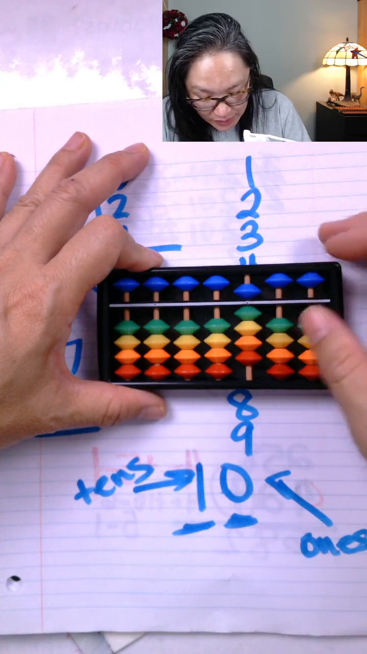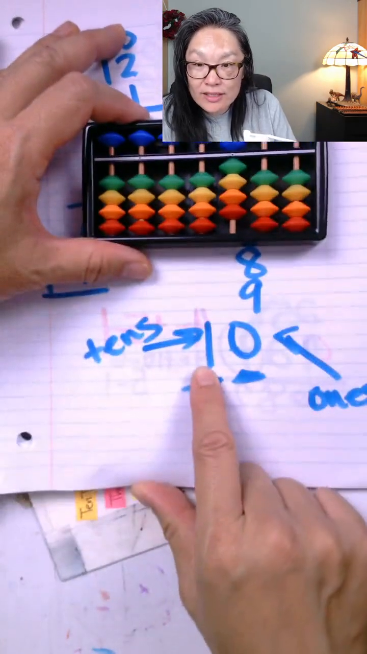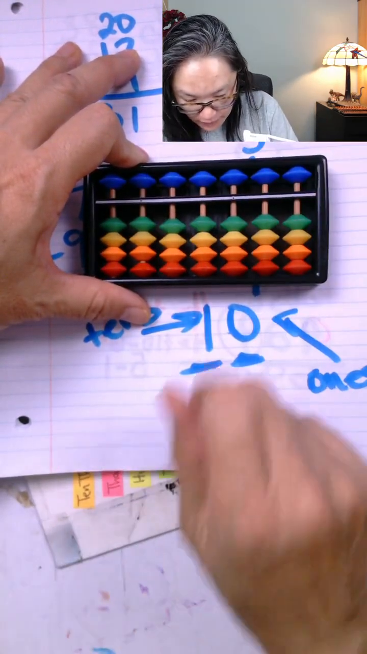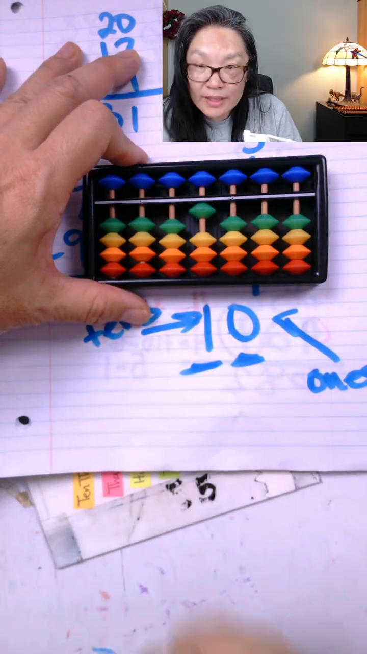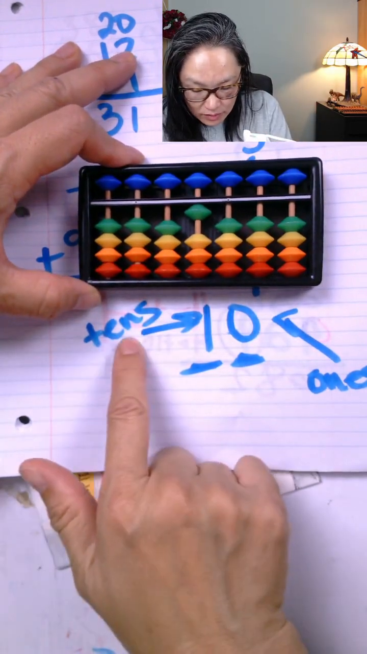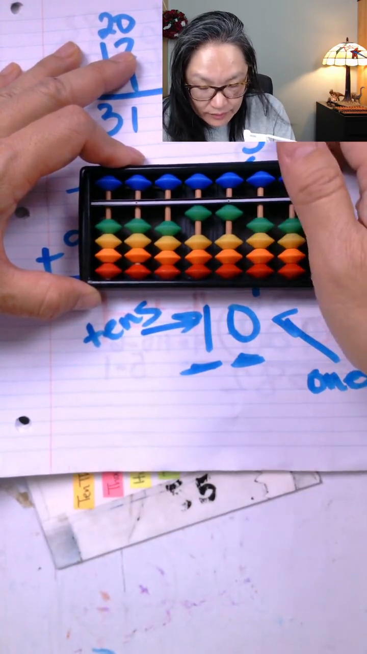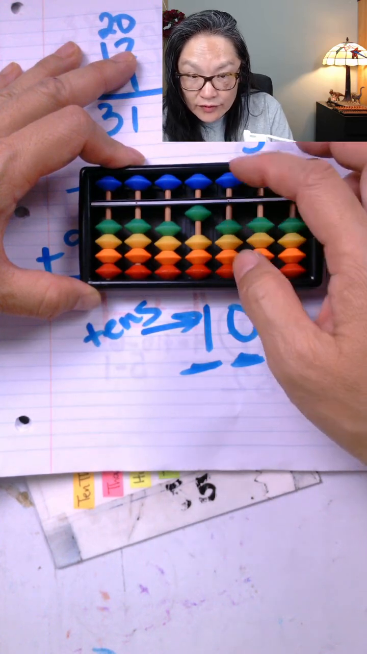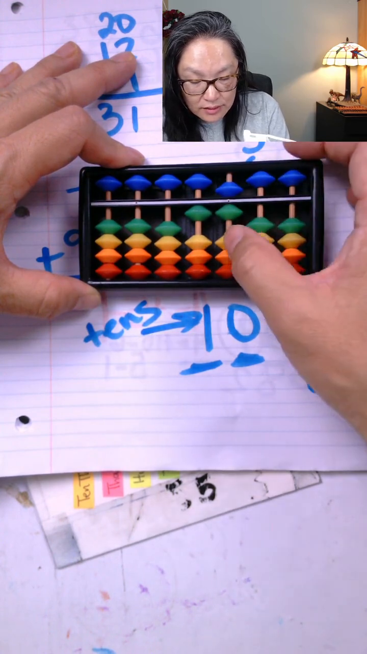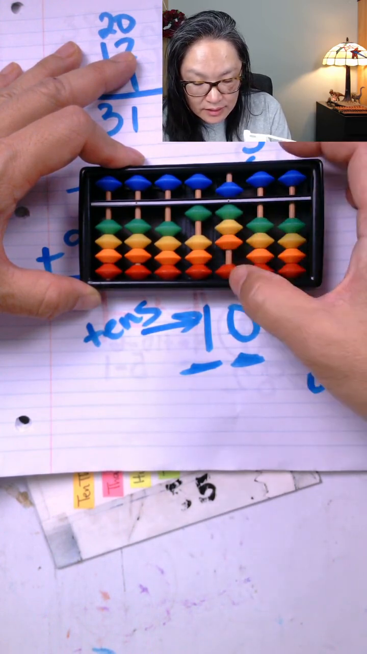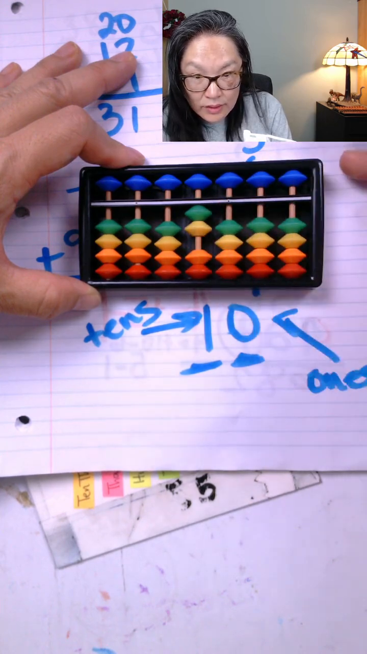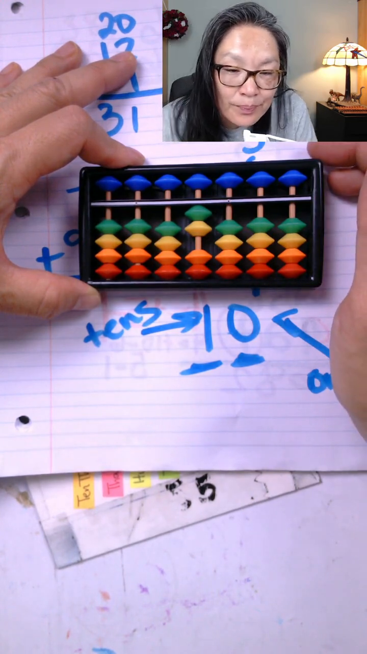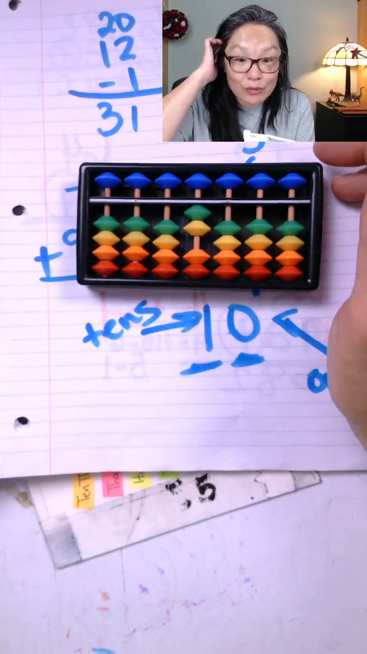So when we do 10, 10, if you notice, is a 1 and a 0. So when we look, we have 1 and then 0. And that's it. That's what 10 is. We can do 11, 12, 13, 14. And then we do 15, 16, 17, 18, 19, and then 20. That's it. Does that make sense?